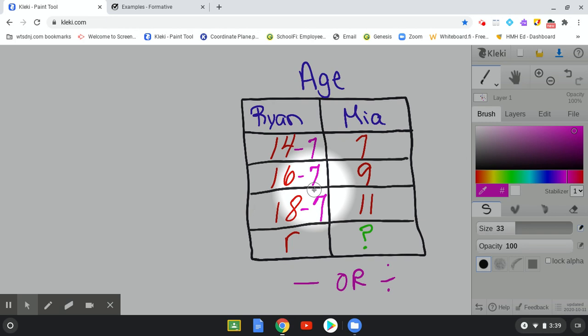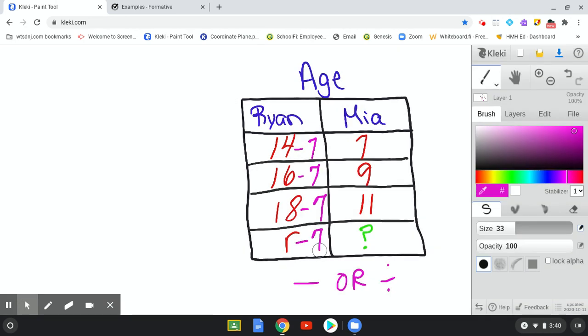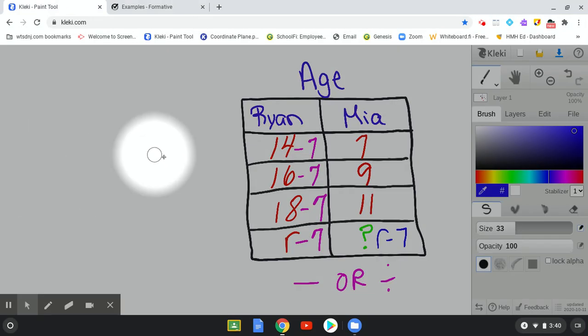So it looks like I figured out what my expression is. It is going to be my variable r, they used r for Ryan, minus 7 for my algebraic expression. So in this box here, you would put r minus 7. Okay? Now we're going to try a different example where it gets a little bit more difficult.